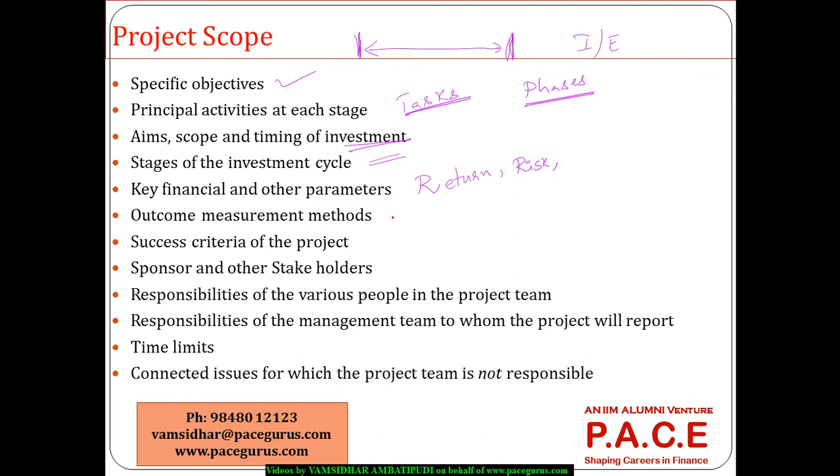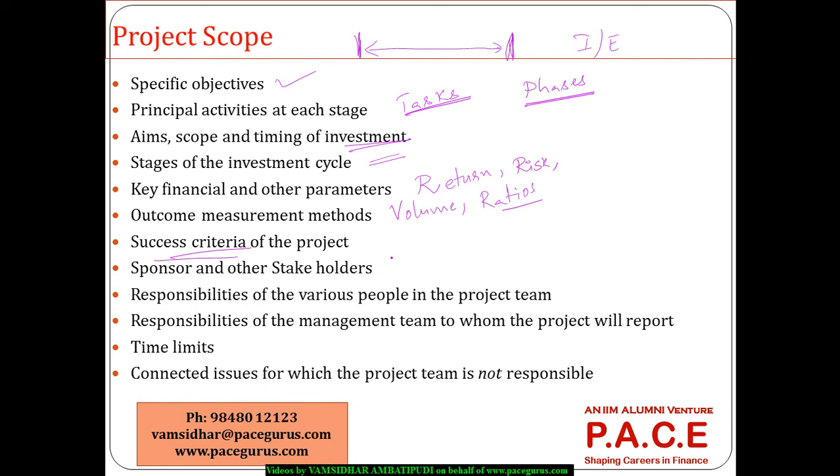And how are we measuring the output? Is it measured in terms of volume? Is it measured in terms of some ratios? What are the various measurement mechanisms that are associated with this project? And what is the success criteria? When do we say that this particular project is successful?